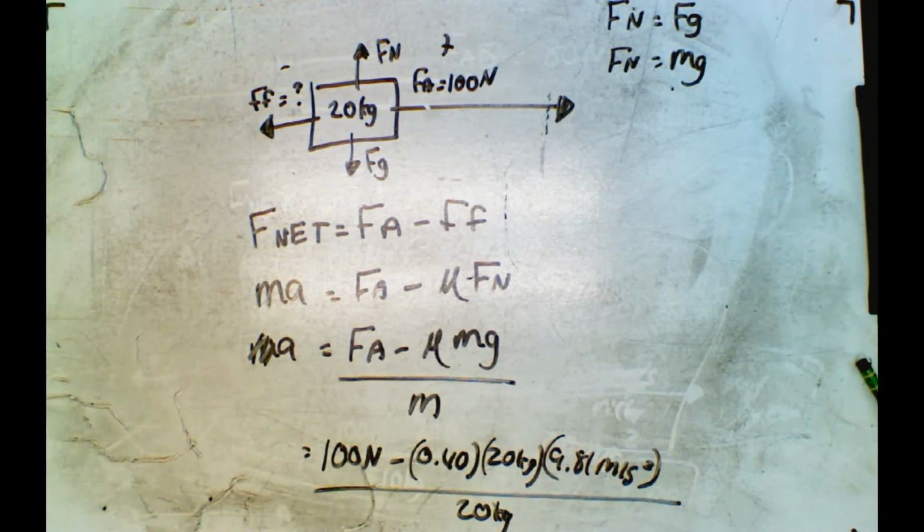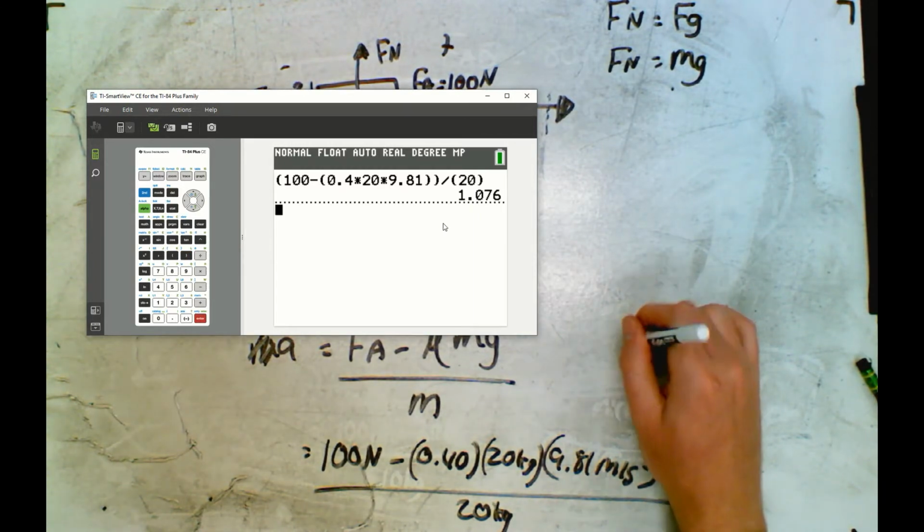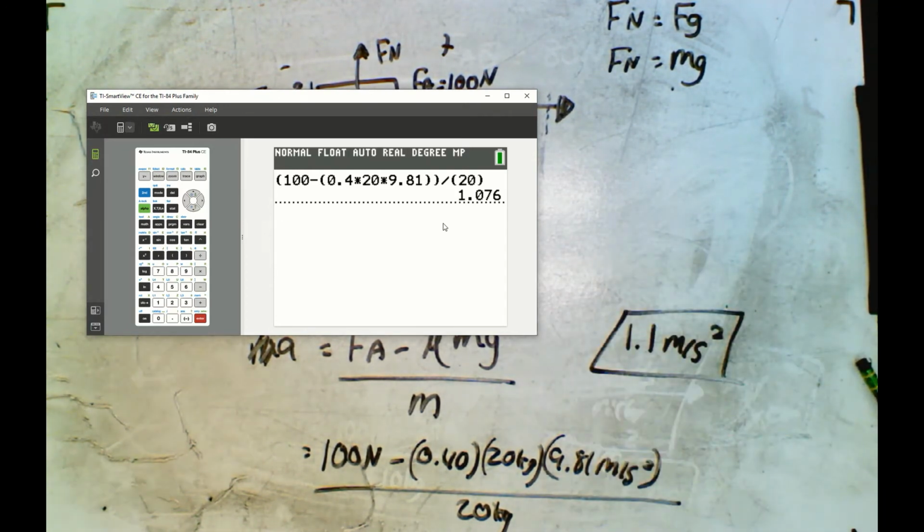So if I plug that all into my calculator, this is how I would type it in. So at the top I do brackets. I do 100 minus, and then I do another bracket. 0.4 times 20 times 9.81. And then I double bracket it for the top, and then I divide it by 20, close my bracket, and I end up getting my acceleration. We have 2 sig digs, so our acceleration is 1.1 meters per second squared, and it just wants to know the magnitude, so that's good enough as an answer.